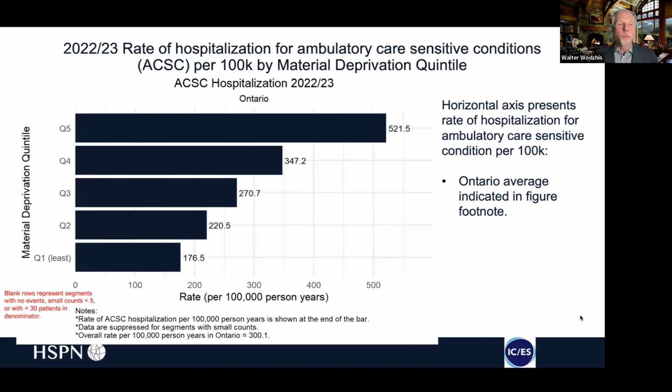So here's one that we've been paying a lot of attention to, and that is by material deprivation. This is a provincial result, but OHTs have their own results available. And we see here that the rate of ambulatory care hospitalizations per 100,000 people is 521 per 100,000 in the areas of the province that have the highest material deprivation, and only 176. That's close to being 3 times higher in those areas of the province where we have a lot of deprivation. So this says a couple of things.